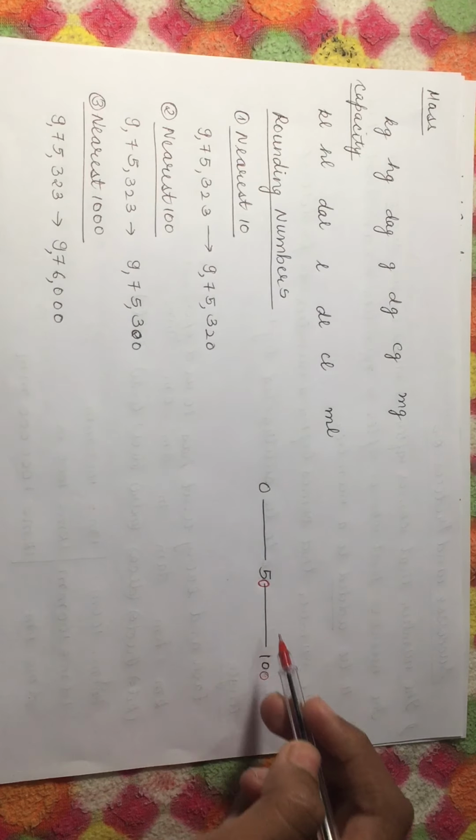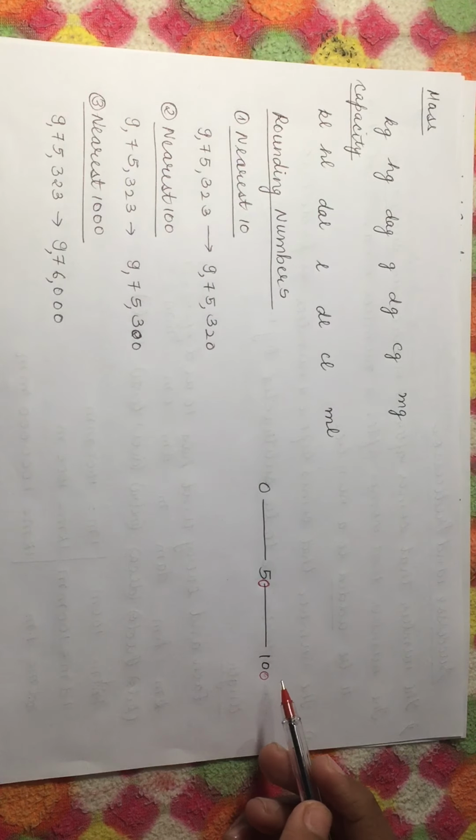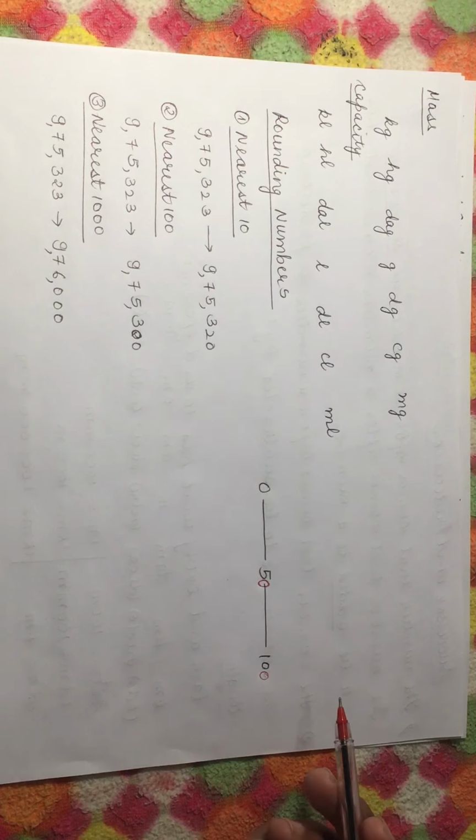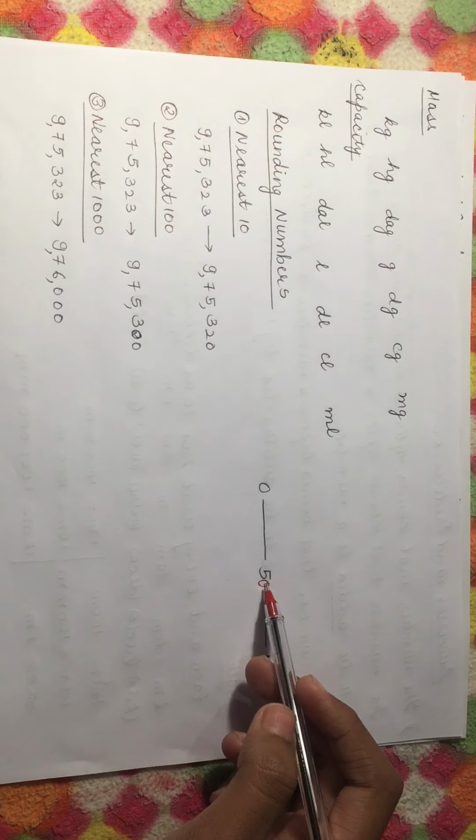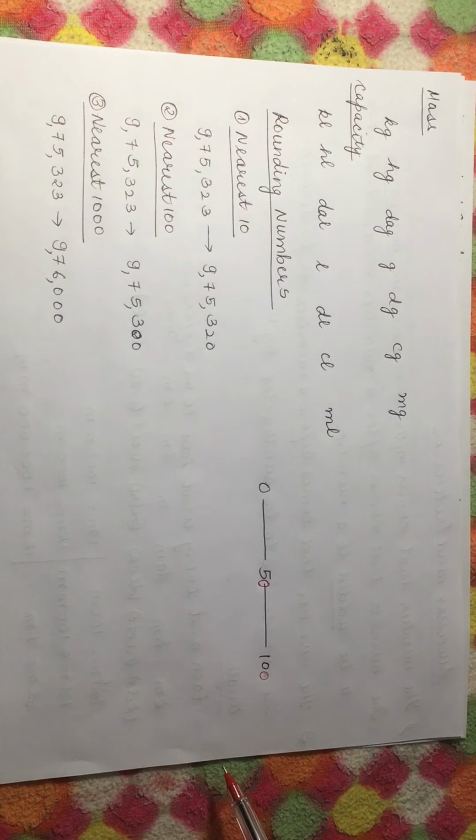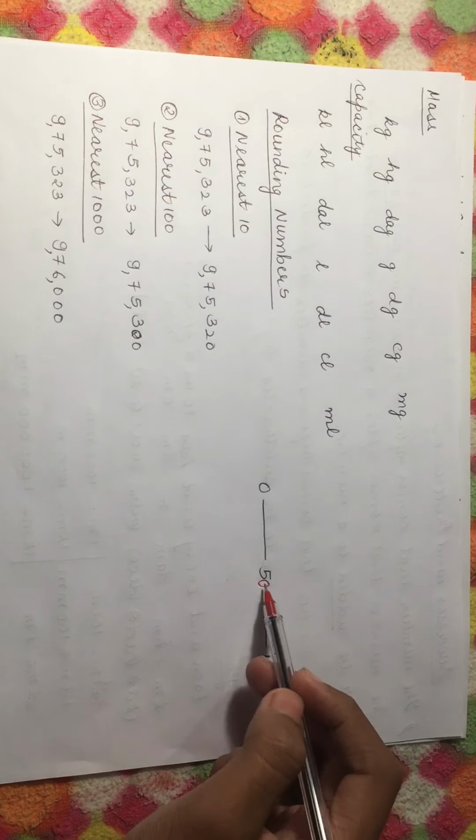And if the number is between 50 and 100, then 1 will be added to the next number. Now a question comes: if the number is 50 itself, then what should we do? If the number is 50, let it be 50, or else you can convert it to 100. Many times the teacher says to convert it to 0. You can convert it anywhere as your teacher suggests.